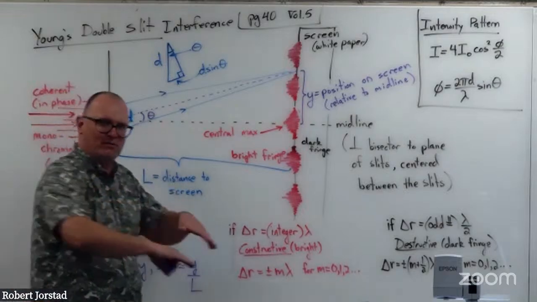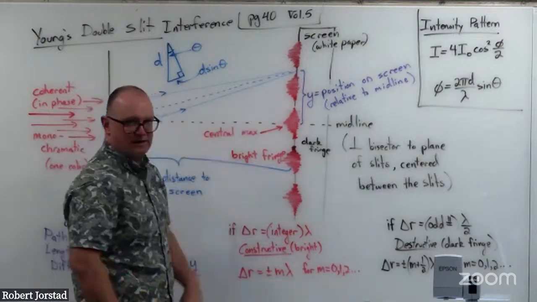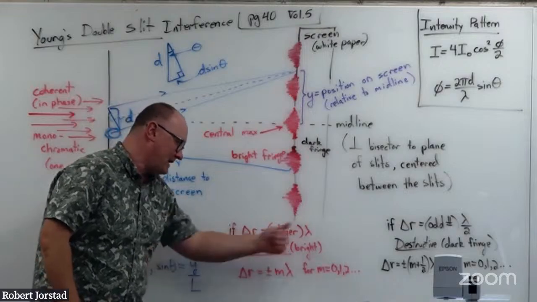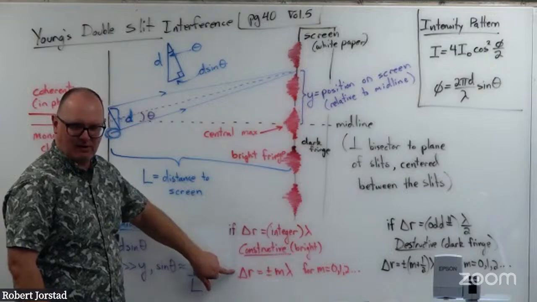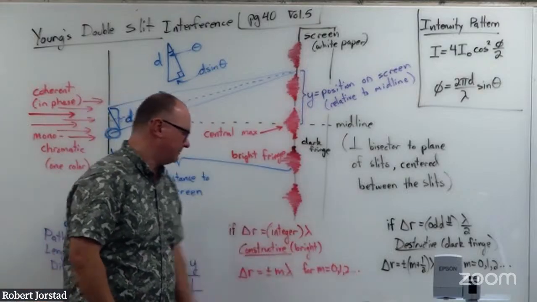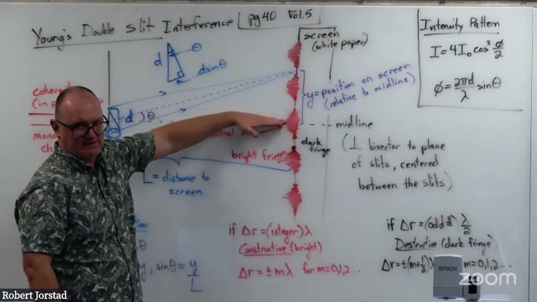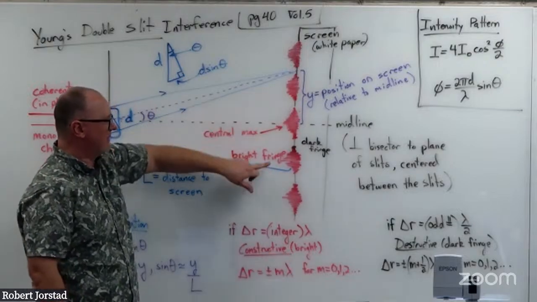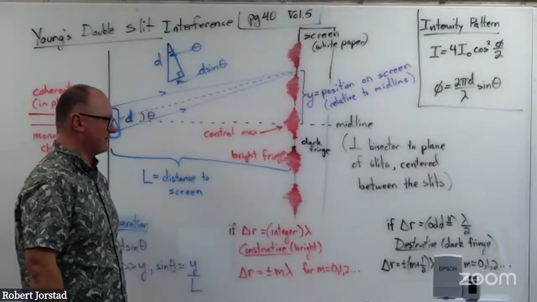Now, the equations that govern this: if the path length difference is an integer number of wavelengths, the two waves will be cresting at the same time. Ray 1 and ray 2 will both be hitting a crest or a trough at the same time, and you'll get bright spots, bright fringes. That's constructive interference. So we say this equation, R plus or minus m lambda for m equals 0, 1, 2. Notice m equals 0 is the central max. 1 would be the bright fringe right here. 2 would be these two bright fringes, etc.